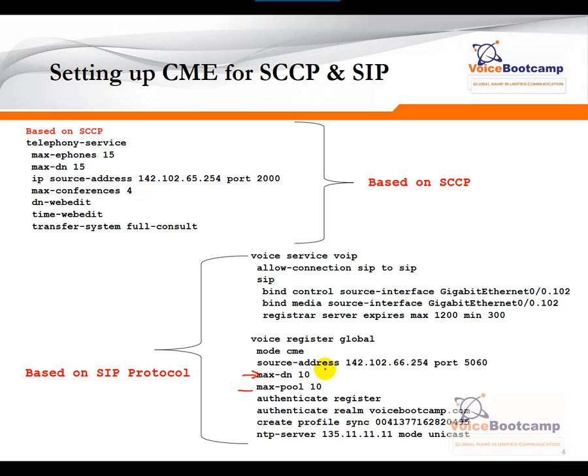Now for certain applications, third party, if you are going to register to this router as a SIP proxy or register server, you have to enable something called authenticate register, and you must define which domain name the user is going to use. So authenticate realm voicebootcamp.com. Then you type create profile just to create that configuration profile for all your configured endpoints. And then you have NTP server address if you want to define the IP address of the NTP server so that it can log the details with appropriate timestamps. Now we are going to use NTP unicast mode, not multicast.